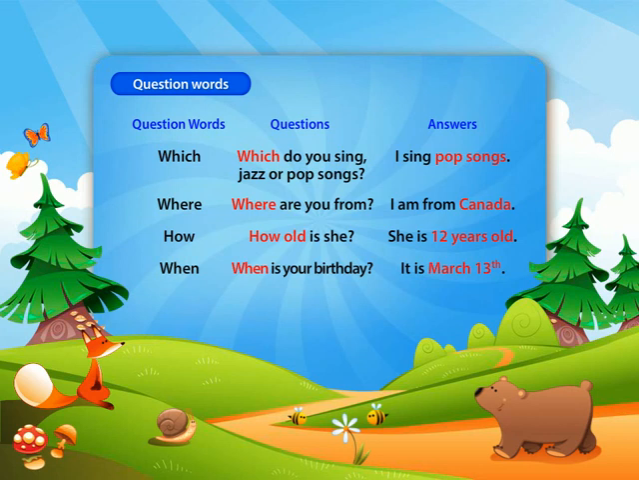When is used to ask about time, and why is used to ask about reason. Let's review today's lesson.